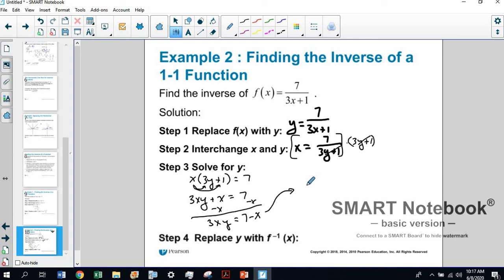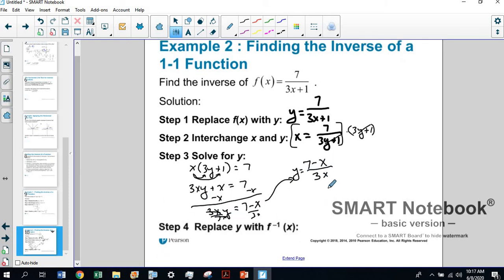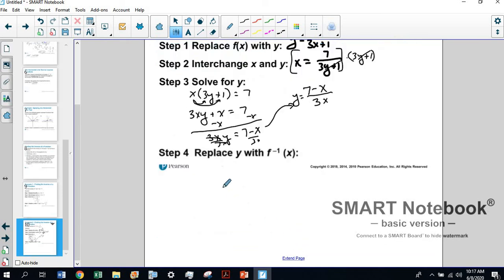And then, of course, the last step would be to divide by the 3x. And so we end up with y equals 7 minus x over 3x, right? We need to divide by 3x here in order to get the y by itself. And so we get y equals 7 minus x divided by 3x. And so to write that as an inverse function, we just replace the y with f inverse of x and write 7 minus x over 3x. So that's the process for finding the inverse.